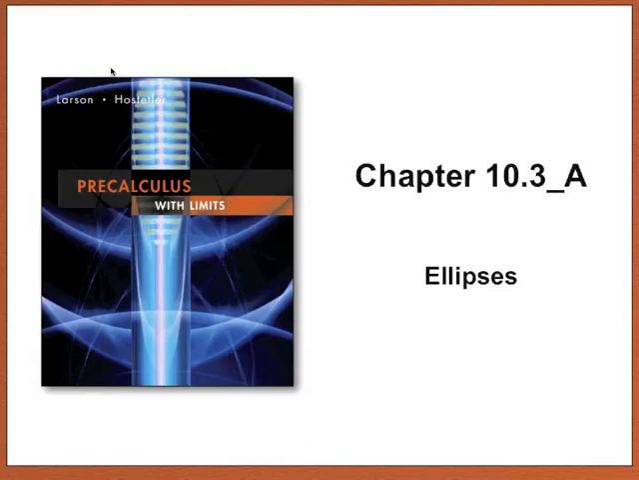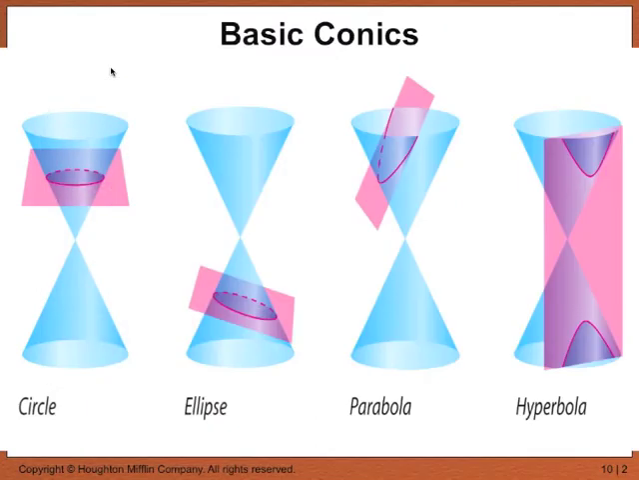This is section 10.3a, ellipses. Let's review one more time the basic conics, because an ellipse is a conic section. I know that by now you're probably getting used to seeing these images, or perhaps even sick of seeing them, but repetition is the mother of learning, so we're going to go through it again. Conic sections are the shapes that are formed when a plane cuts through a double cone in different ways.